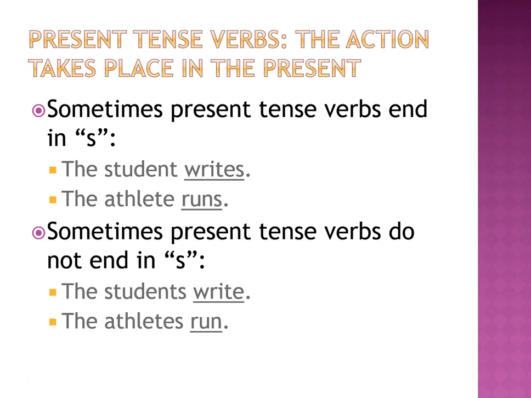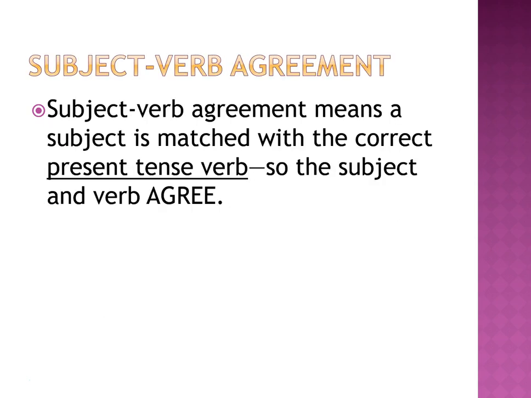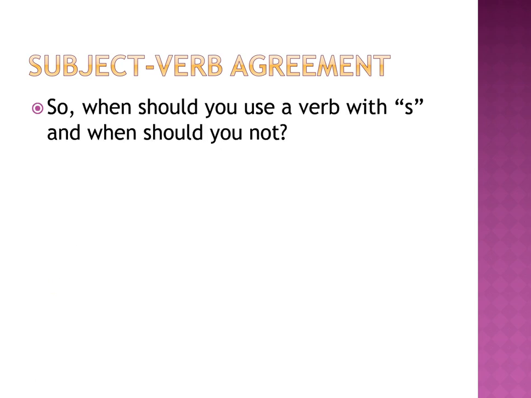This seems pretty straightforward, and it is. The rule of subject-verb agreement explains when to use the S ending. So subject-verb agreement means a subject is matched with the correct present tense verb, and that's what we mean when we say the subject and the verb agree. So the student writes, student is matched with the verb writes that ends with S, but if our subject is students, then we match it with the verb write in the present tense that does not have the S ending.